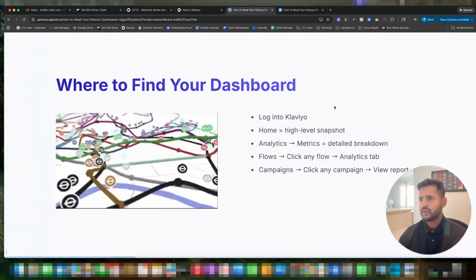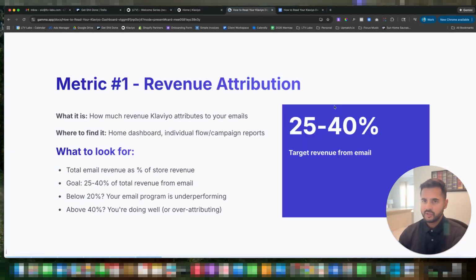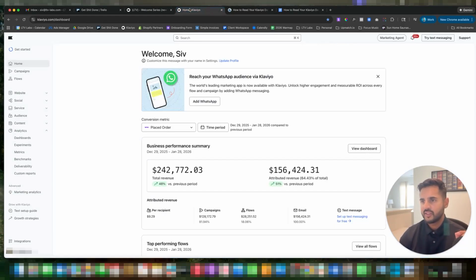The main thing that you want to do is look at revenue attribution, right? So what is revenue attribution exactly? It's the percentage of how much of your total revenue is being attributed through your Klaviyo account and your Klaviyo emails. Again, I showed you how to find it. It's going to be on your home dashboard. What you want to look at is the percentage, right? This percentage right here, attributed revenue percentage. In this case, it's 64%.